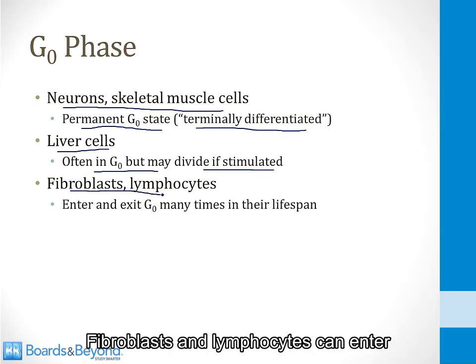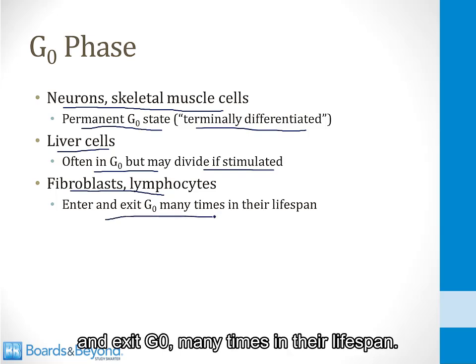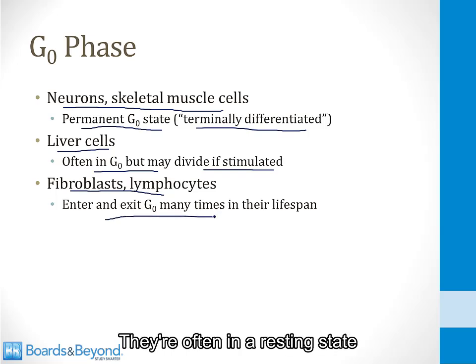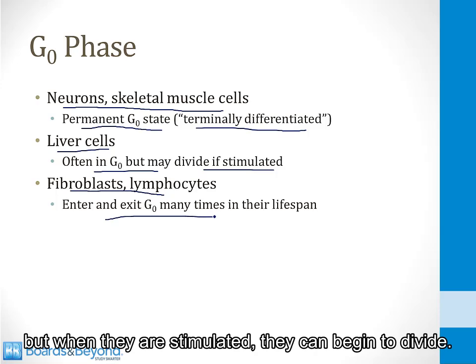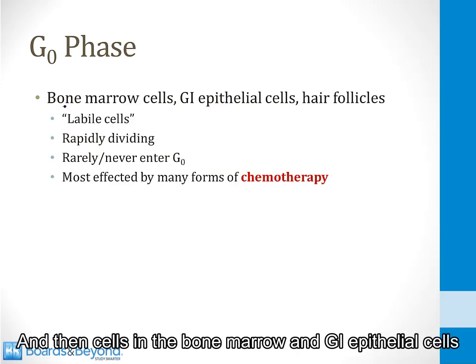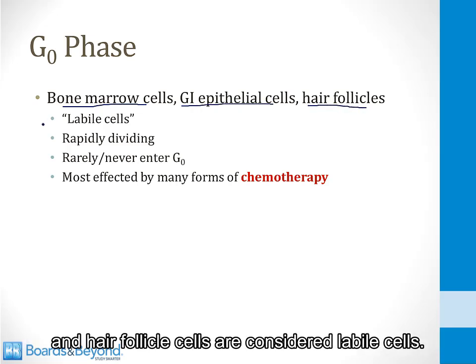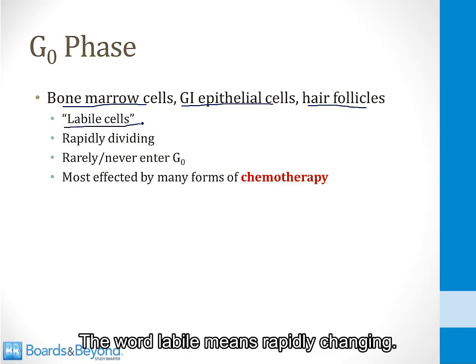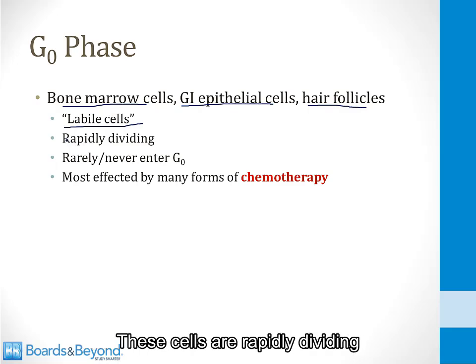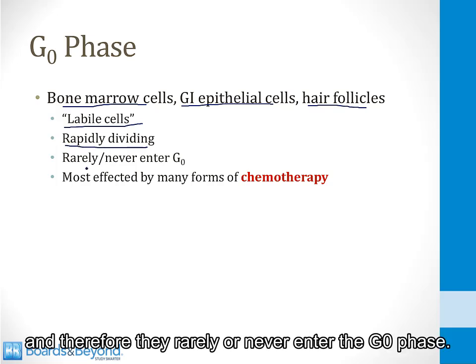Fibroblasts and lymphocytes can enter and exit G0 many times in their lifespan. They're often in a resting state, but when they are stimulated, they can begin to divide. And then cells in the bone marrow and GI epithelial cells and hair follicle cells are considered labile cells. The word labile means rapidly changing. These cells are rapidly dividing, and therefore they rarely or never enter the G0 phase.